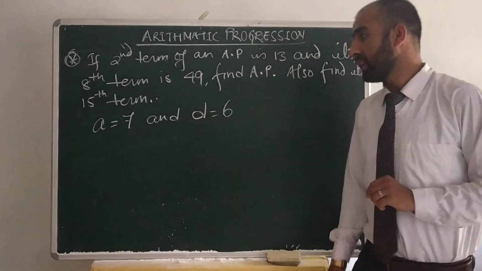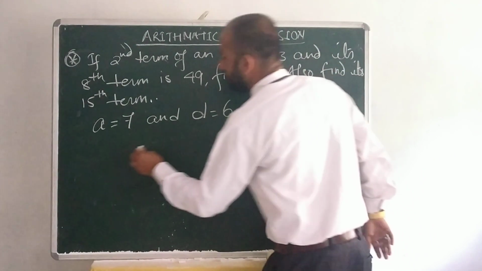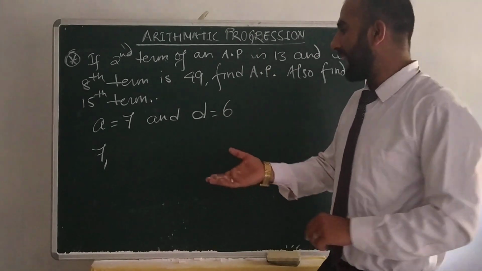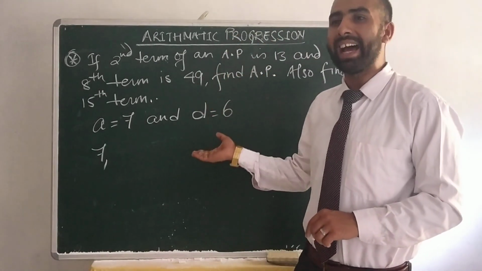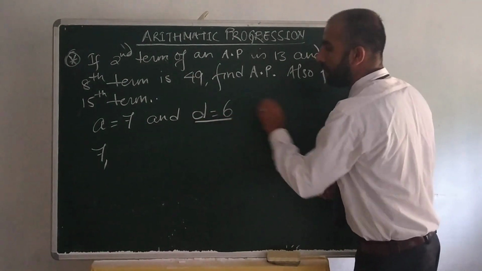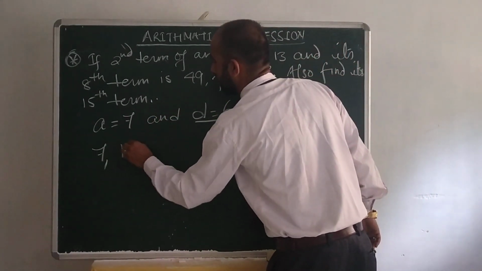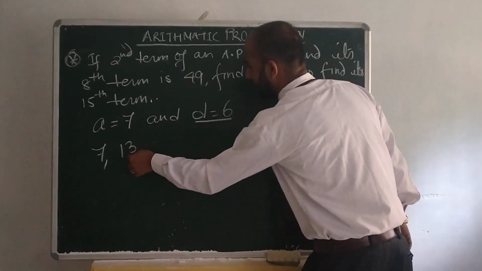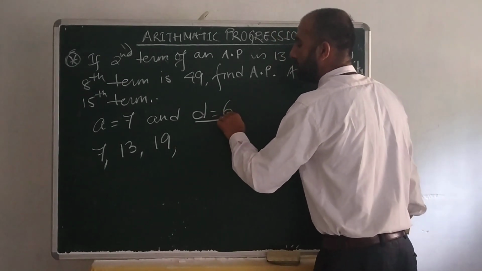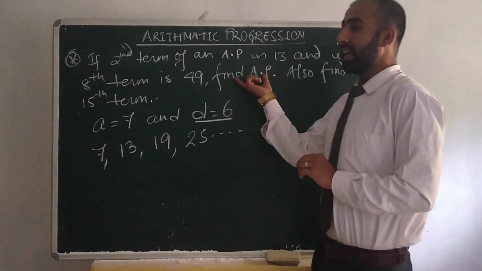So now I'm going to write what will be the AP, because it is said to find AP. So the first term will be 7, and I told you in my previous video that we get an AP by adding a constant number to the preceding one, and that constant number is what we call common difference. So second term will be 7 plus 6, that is 13. 13 plus 6, that is 19. 19 plus 6, that is 25, and so on. So we got the AP.